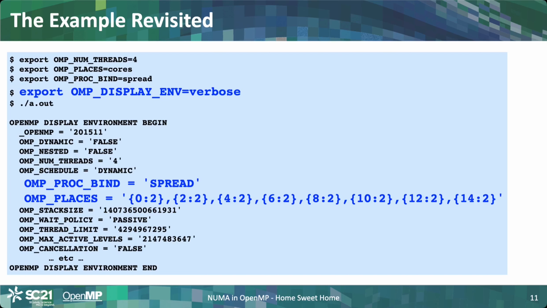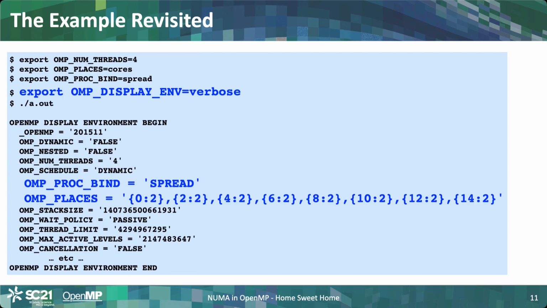And as a result, I see that my environment variable settings are echoed. So it echoes that the binding has been set to spread. But I also see that in this case, I have 8 places, 8 sets. Each set contains 2 elements, because the notation is the starting value, a colon, the number of elements, and an increment. The increment defaults to 1.